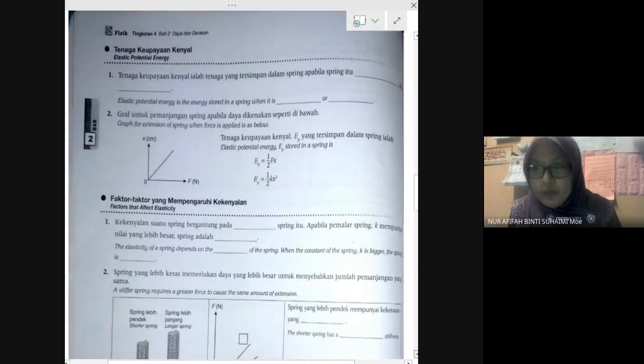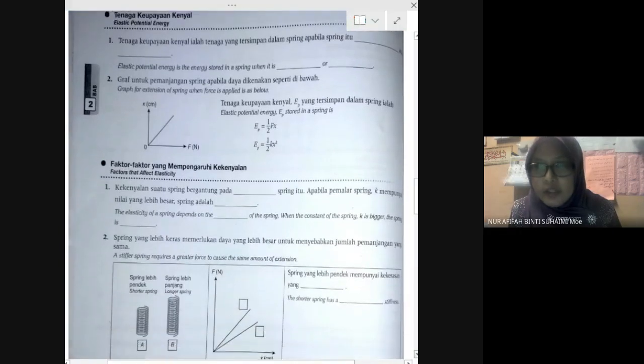Okay. Ni pun dah belajar elastic potential energy you get from the area under the graph. Area under the graph. Okay. Present the elastic potential energy. We have two equations: half Fx and half Kx squared. Ada soalan nak tanya yang persamaan ni? Ada?